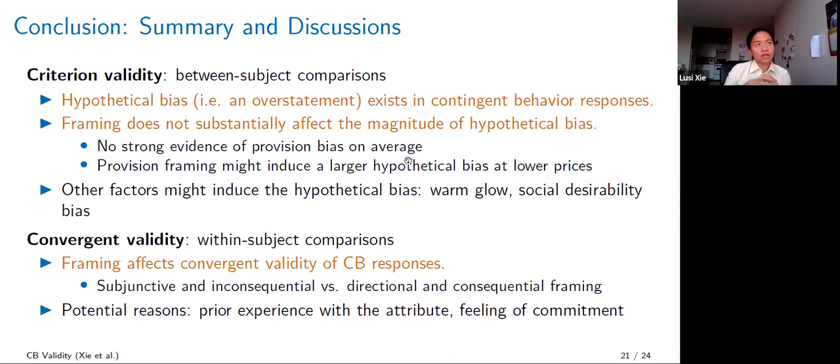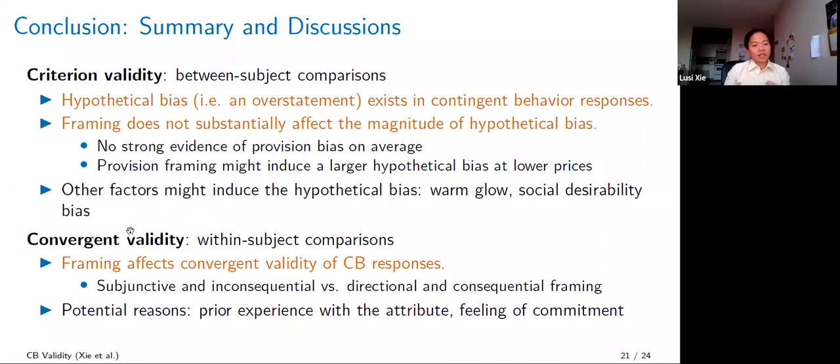And we do not have strong evidence of the provision bias on average. If there's anything, then probably the provision bias would have a little bit of impact when the prices are low. And there are other factors that might induce the hypothetical bias, but we don't know with the current design.